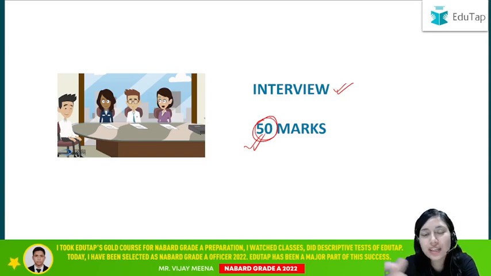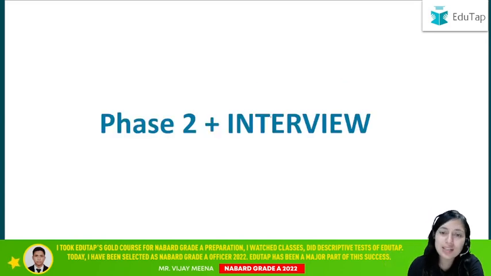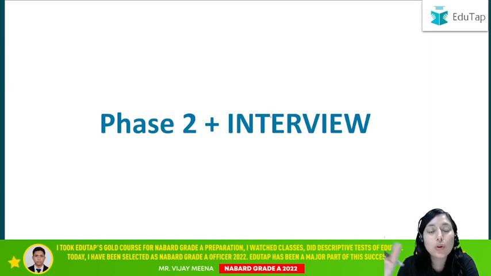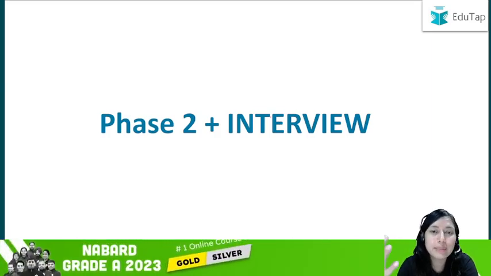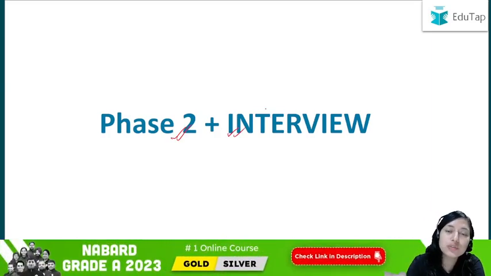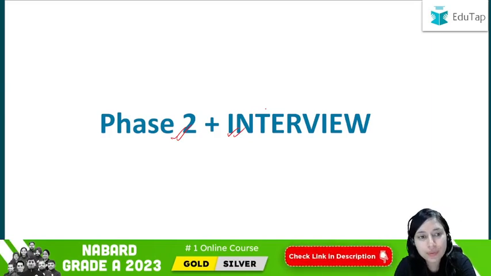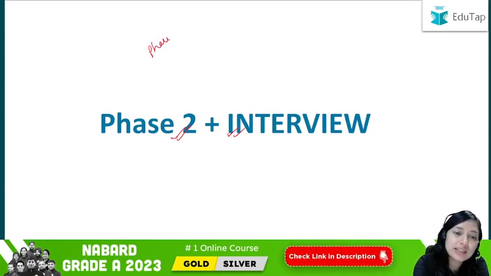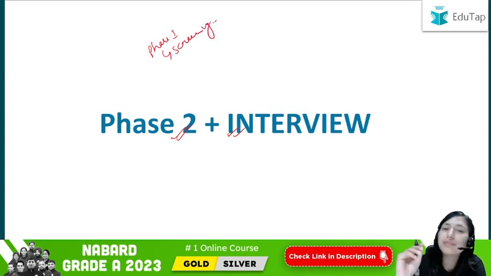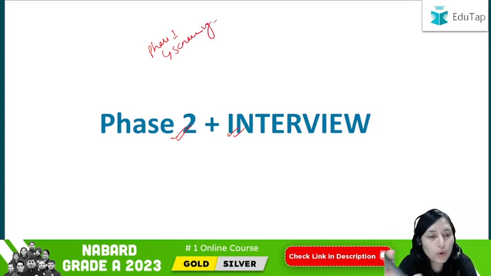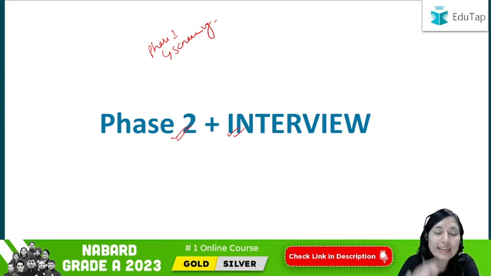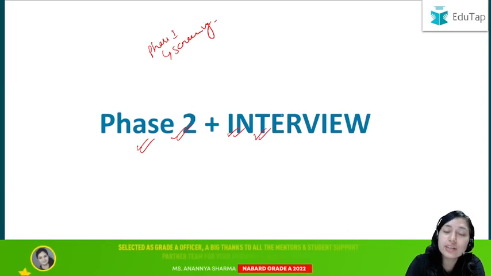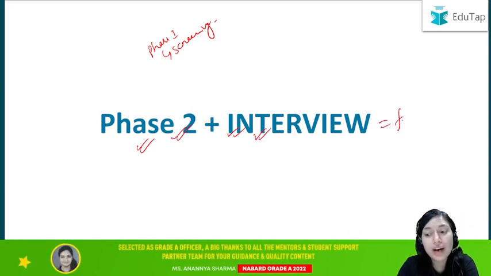Now there is a question of how the overall marks are decided. Basically the overall merit is decided based on the marks you score in phase 2 plus the interview. Phase 1 is just a screening test. Okay, this is just a screening. The marks you score in phase 1 will not be counted. That is just screening. So the marks you score in phase 2 and in your interview will be counted for your final selection.